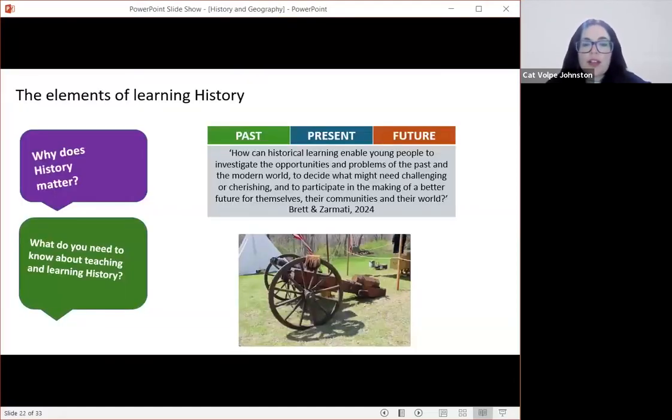The elements of history. We are thinking about right now why history matters. A lot of students will be asking that question as well. And what do you need to know about teaching and learning in history? That's going to be the focus of this crash course.